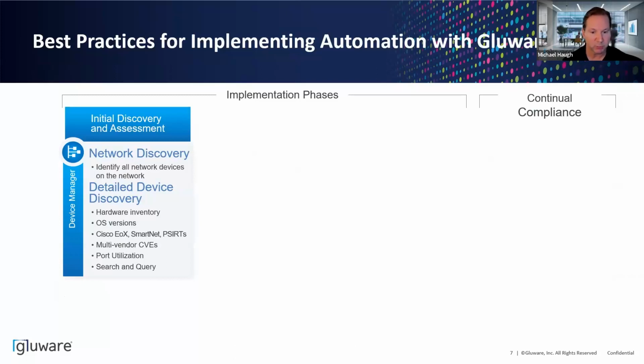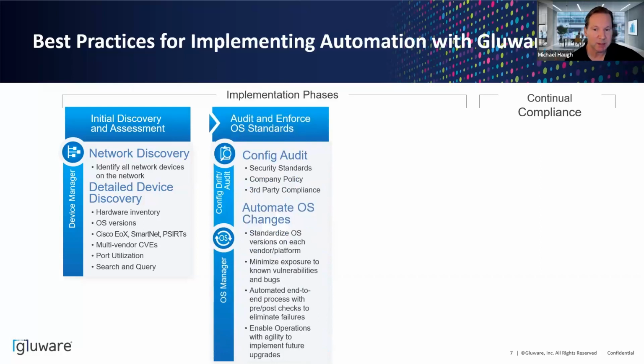What hardware, what software are they running? Do I need to look at things from Cisco like end-of-life and sale, SmartNet, PCert, or NIST CVEs? And you can start to search and query and really understand what you have.